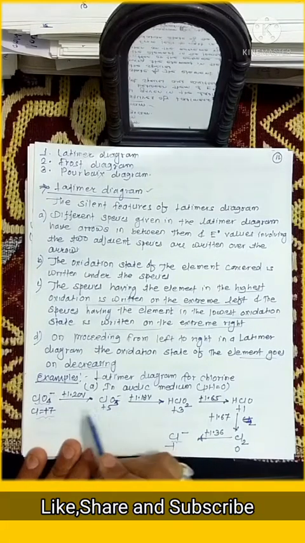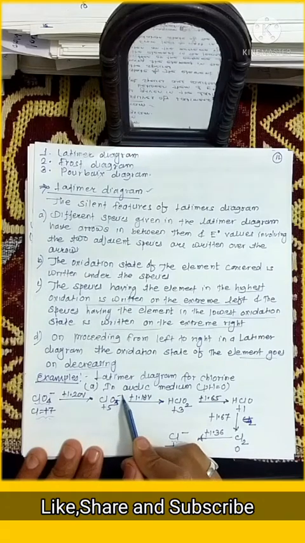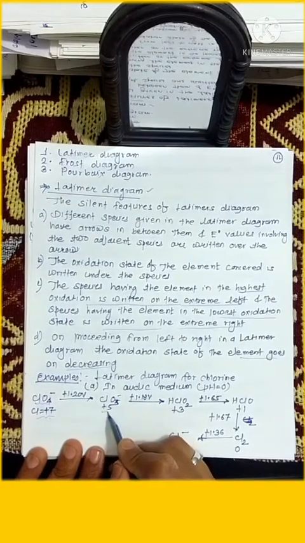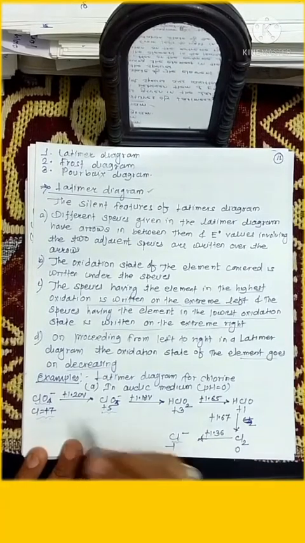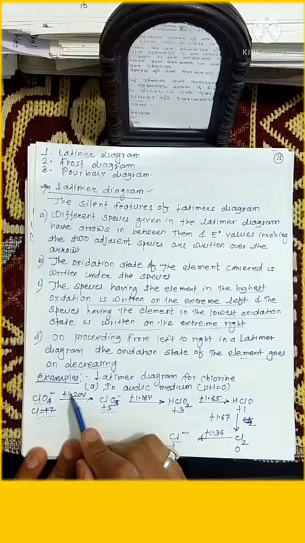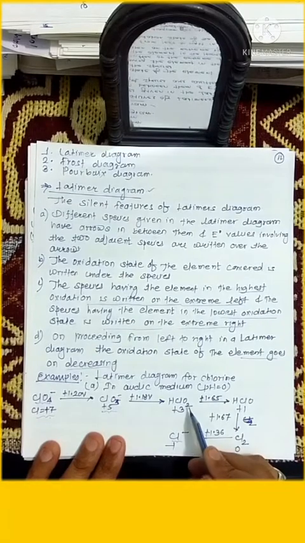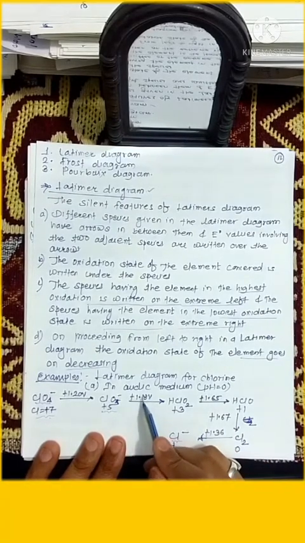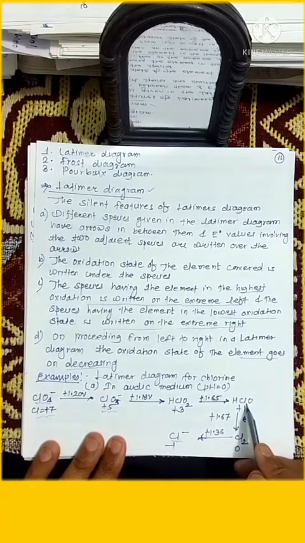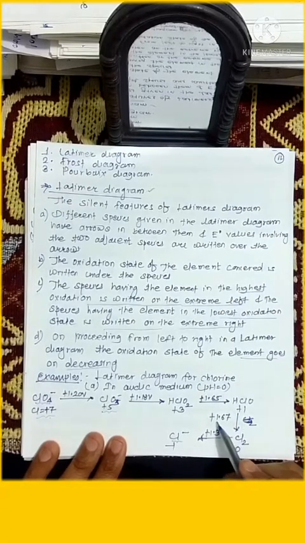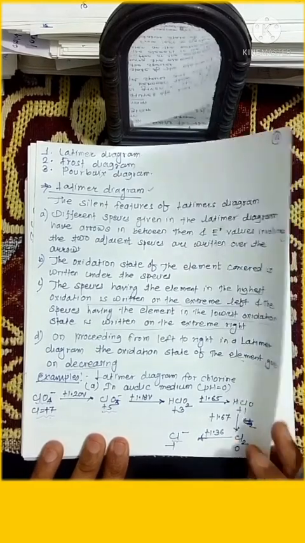we have ClO4 minus giving ClO3 minus. In this species oxidation state of chlorine is +5. During this change +1.2 volt electrode potential is required. From this species to this species electrode potential is 1.18 volt. From here to here it is 1.65 volt. From here to here it is +1.67 volt, and from Cl2 to Cl minus it is 1.36 volt.